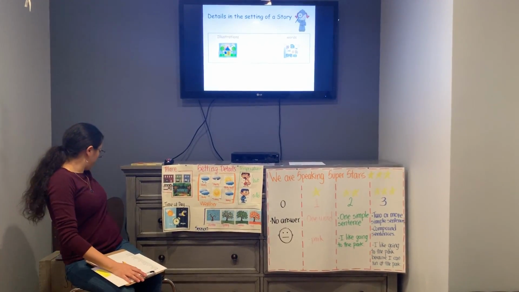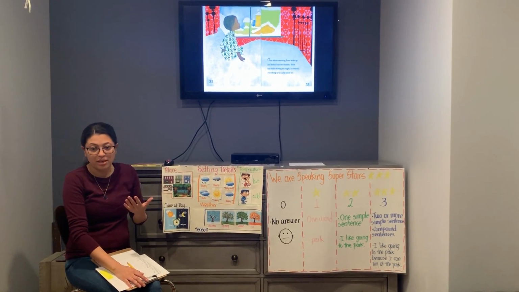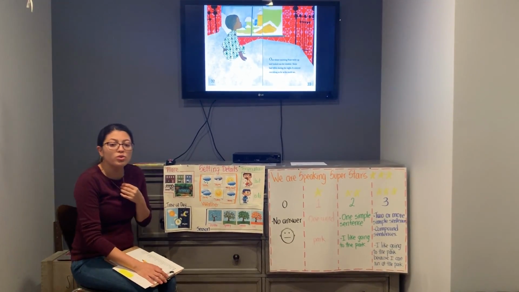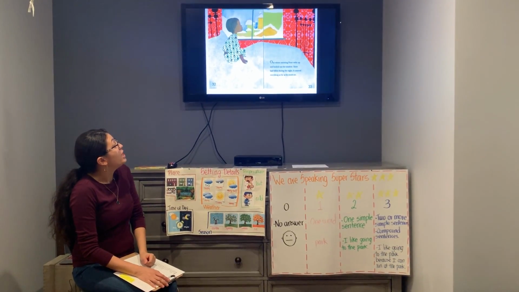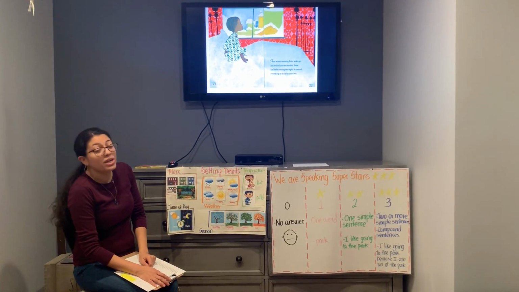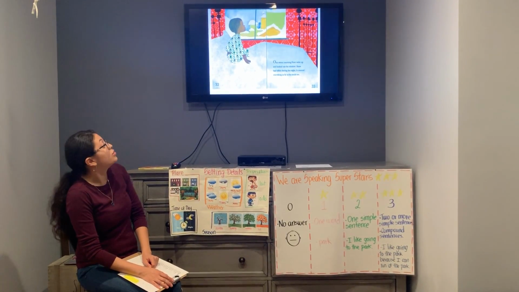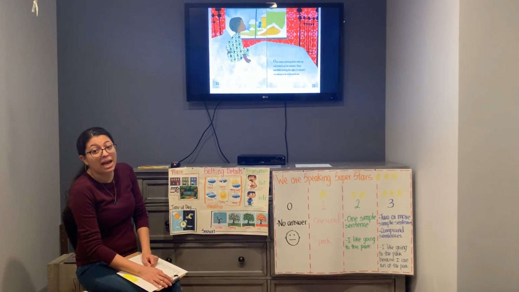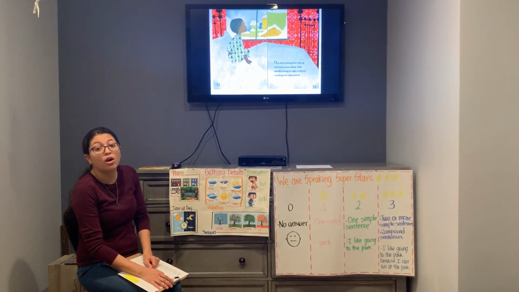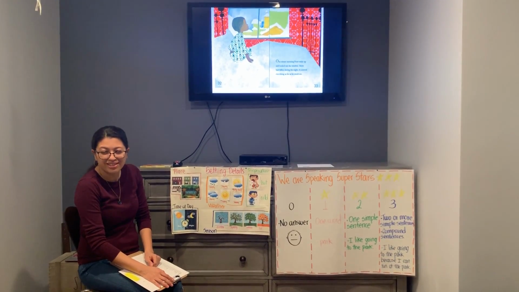First, I am going to model for you how to identify details in the setting. I am going to first use the illustrations. In this part of the story, I see the boy is in his room. The setting is his bedroom. Now I'm going to find details. The walls are red, his bed is black, and his blankets are white. Did you see how I use the illustrations?